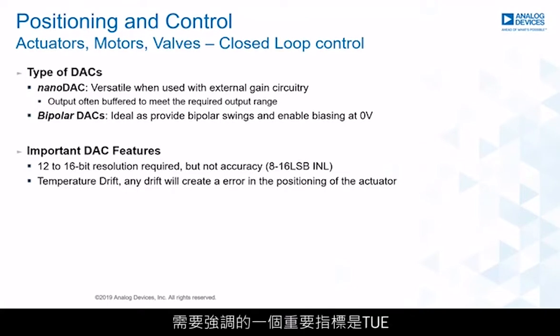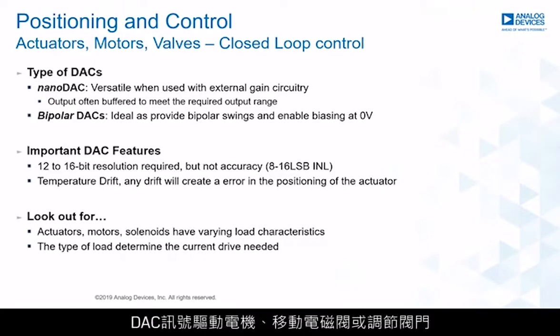An important specification to highlight is TUE, the total unadjusted error, which is specified to include the full drift over the specified temperature range. TUE is a measure of the output error taking all the various errors into account, including INL, offset, gain, temperature, and time.